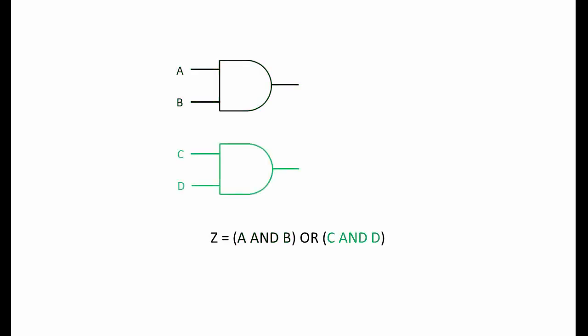Because an AND operation has a higher priority than an OR operation, the ANDs must be performed first. So you should start by drawing the AND gates. First, A and B. Then, C and D. Now, the outputs of these AND gates can be passed through an OR gate to give Z.